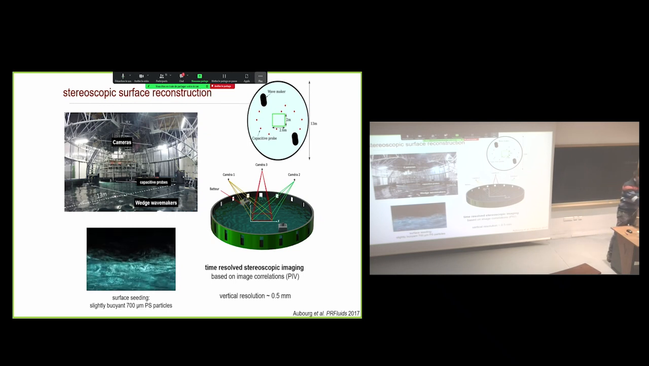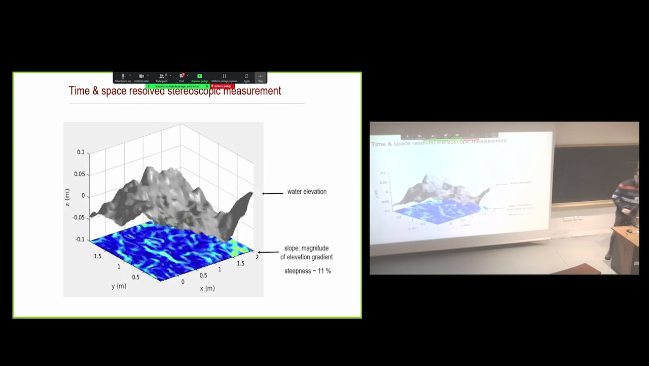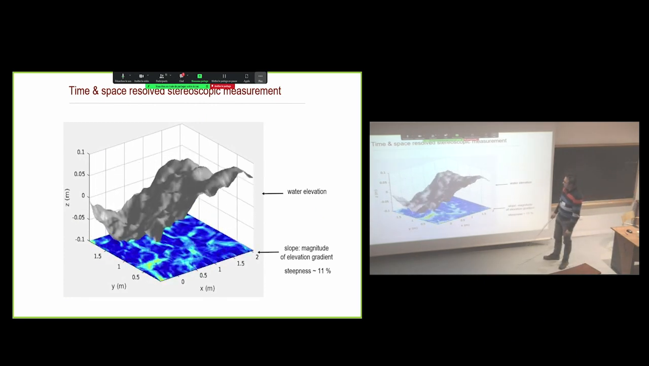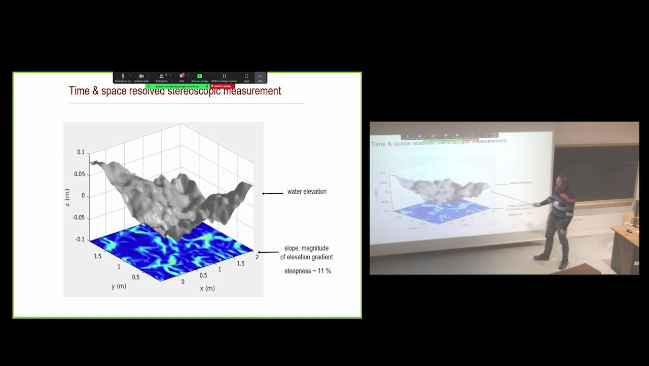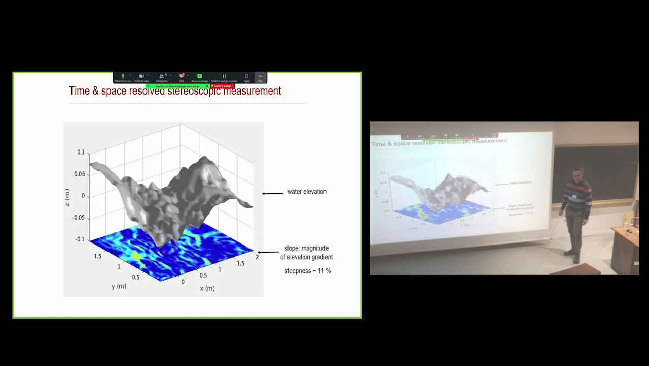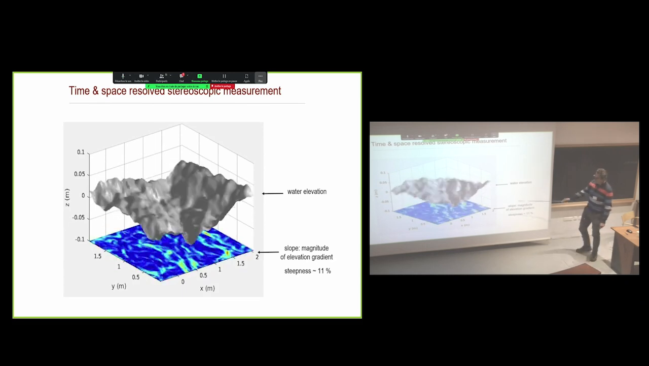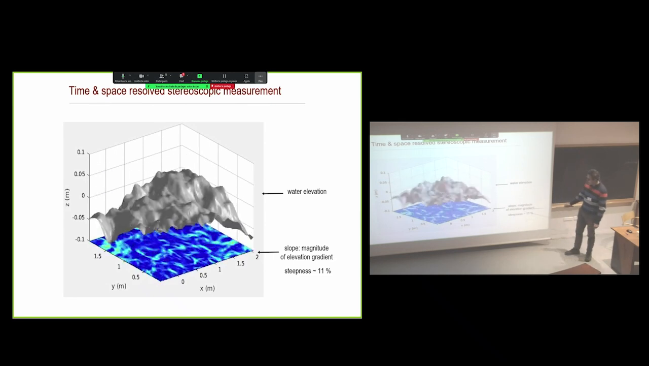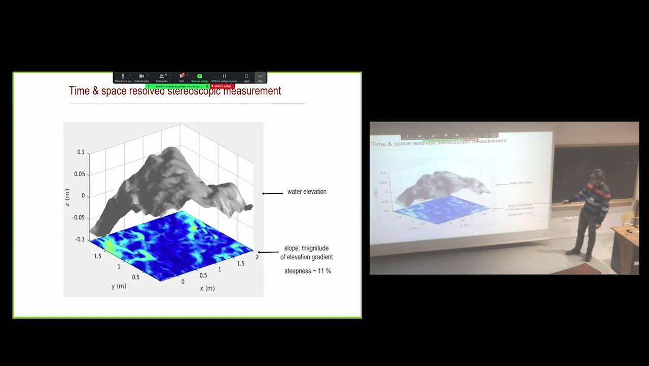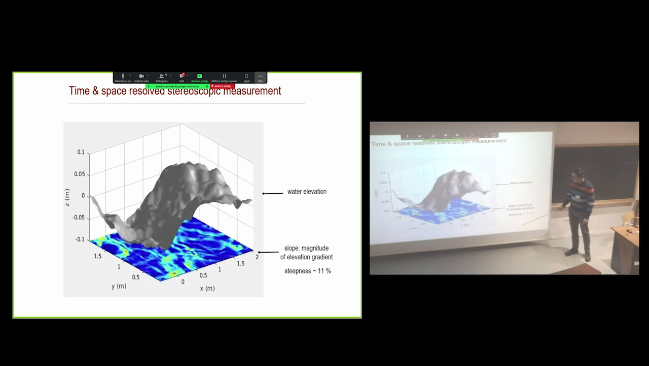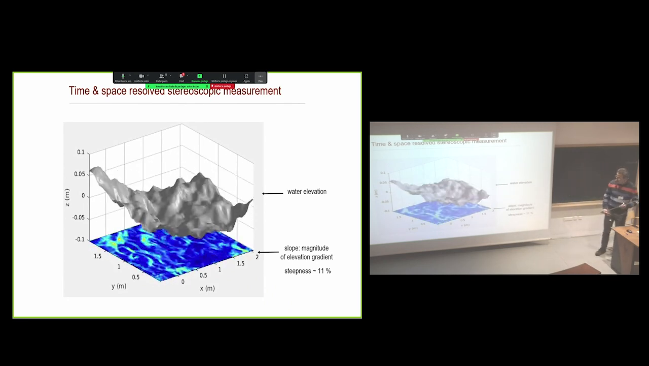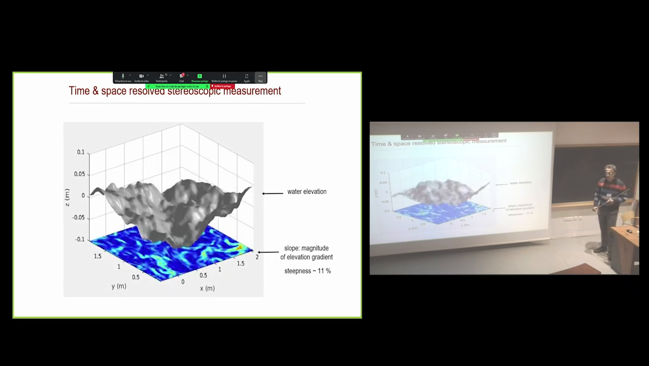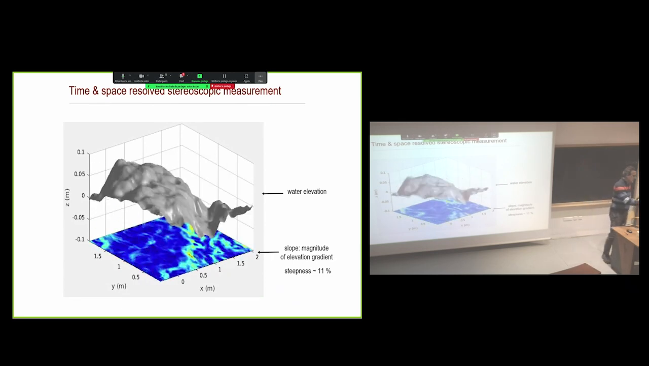So after processing some tens of terabytes of images, we get a movie like this of the water elevation, from which we can compute the slope actually directly from the gradient. So you see that it's strongly fluctuating, nicely filamentary things. And if you compute directly the magnitude, the root mean square of this gradient, we get the steepness, which in my case is about 10%, 0.1, which is small but not so small in that case.